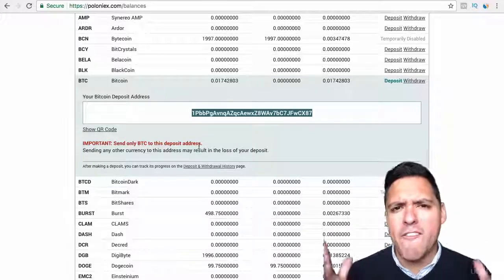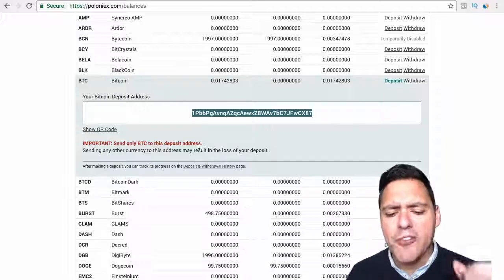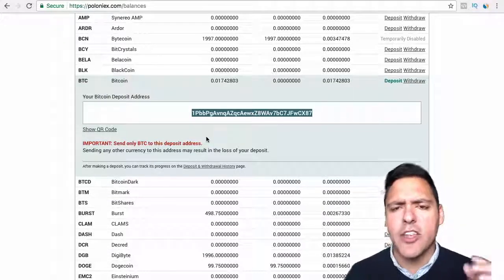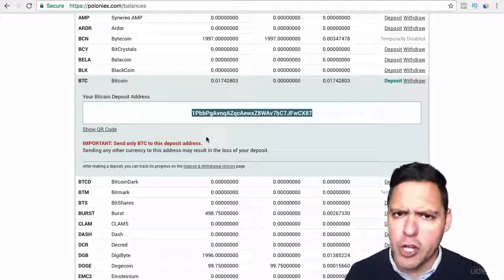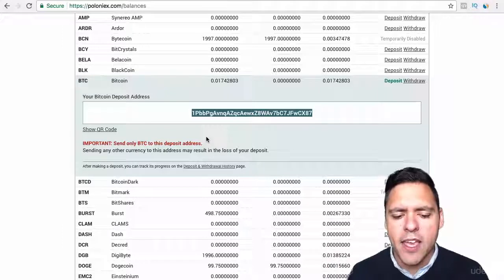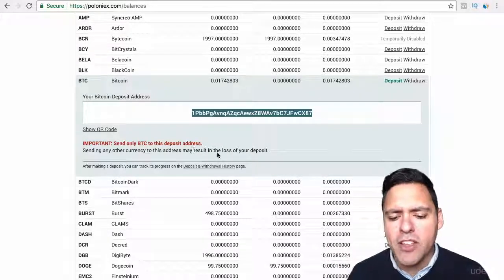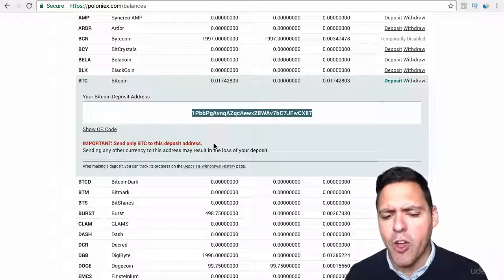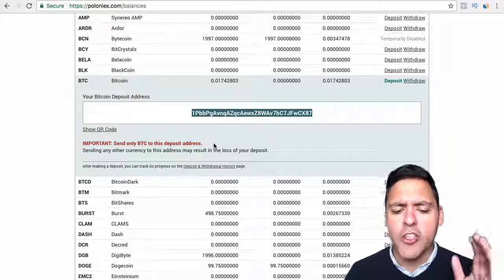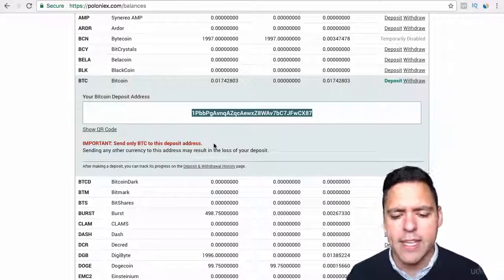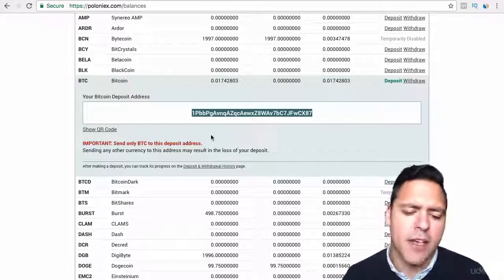Now I've got to be very frank with you. If you send Ethereum to this deposit address, then you will lose it, or you could lose it. That is a mistake you do not want to make. Sending any other currency may result in the loss of your deposit. So be very careful when you go back to Coinbase that you use Bitcoin to deposit the money. So there we are, that's how you do it.